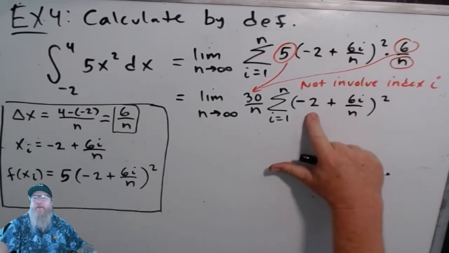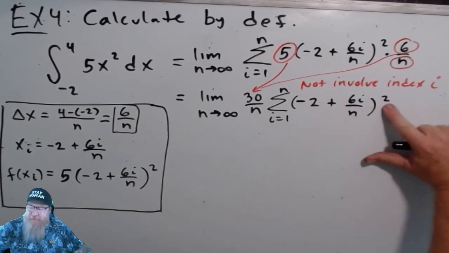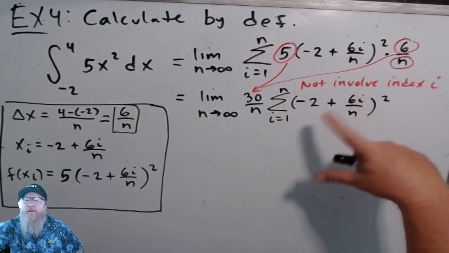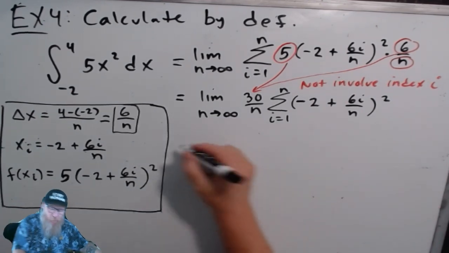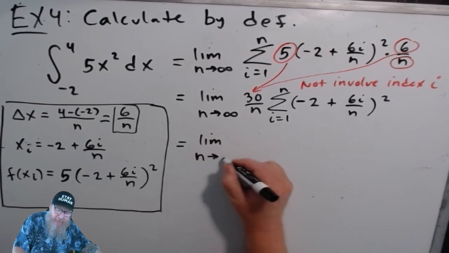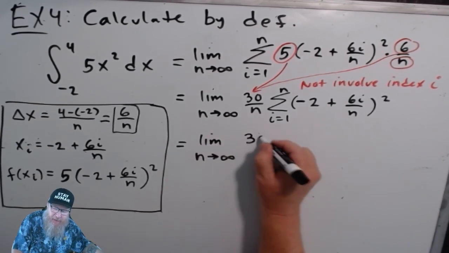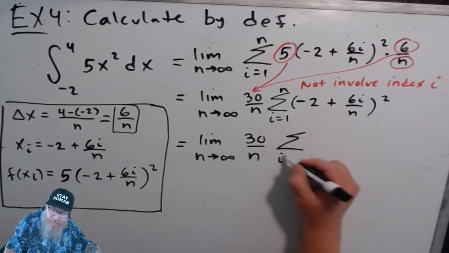Now, you might go, well, the negative 2 doesn't involve an i. Well, it doesn't yet, but when I FOIL it out or when I distribute it all out, it will, or at least part of it will. So I have to wait to pull that part out. I can't pull it out yet. So I've got 30 over n times the sum.